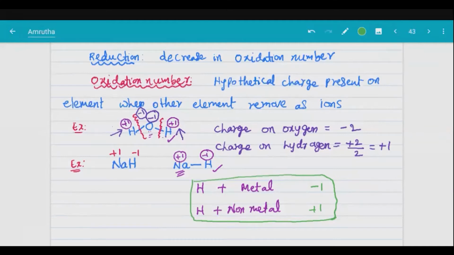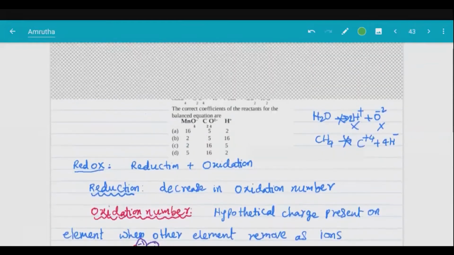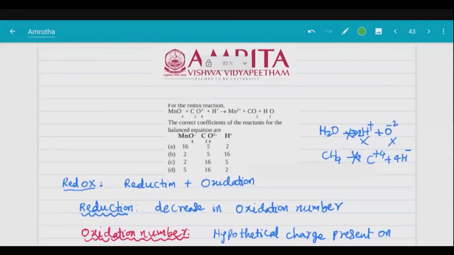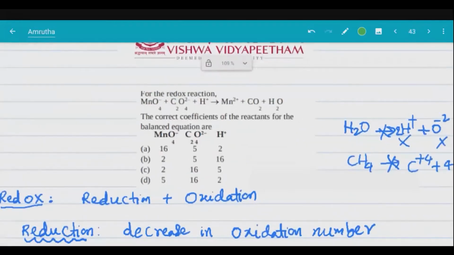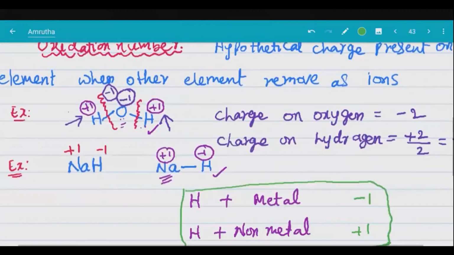So we have definite rules. Now look at this question. This question is not asking oxidation number, but still we discussed oxidation number because in every redox reactions question we should know oxidation number, otherwise you can't balance it. So this is a redox reaction. But how do we know whether it is a redox reaction? We should find out oxidation numbers. So let me find out oxidation number for this reaction.